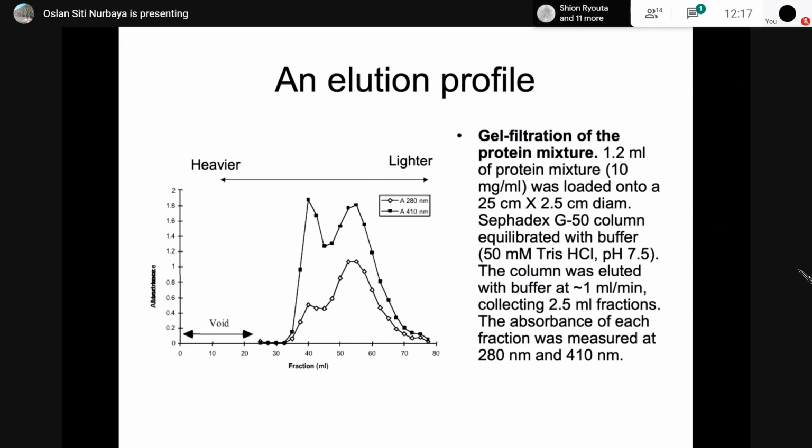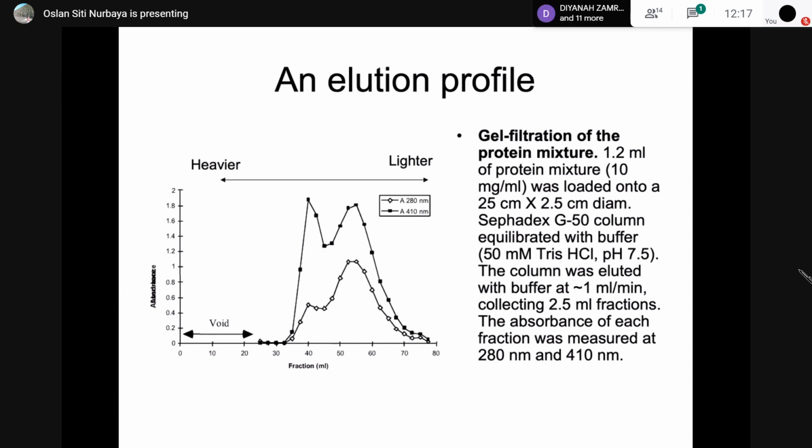2.5 multiplied by 20, you are going to have 50 mil. If you have collected 2.5 mil for 20 fractions, so this 50 mil, you can proceed with the next activity. What is your next activity?